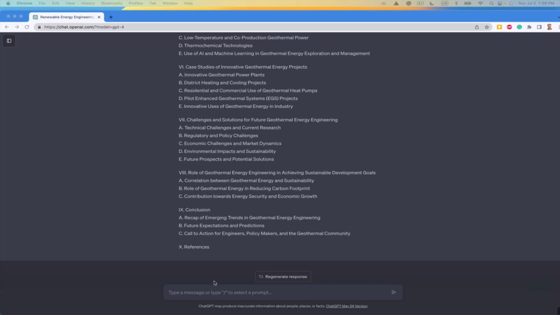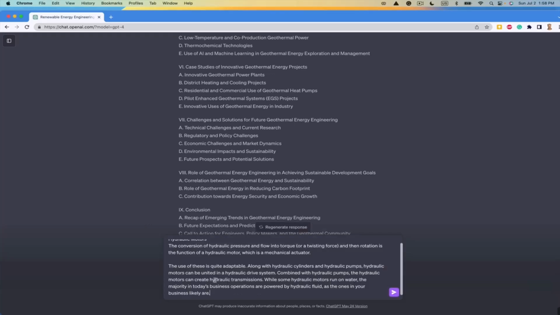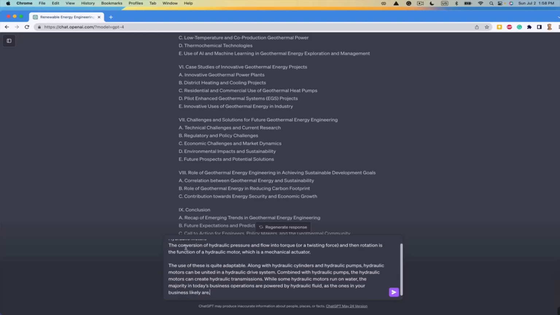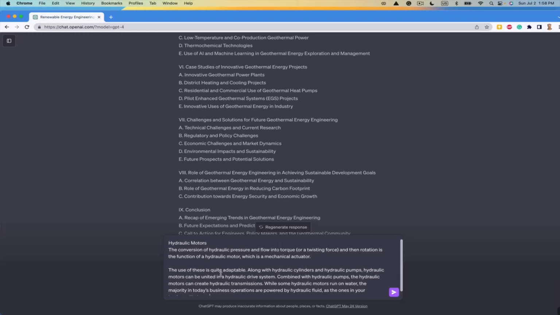So here's an article that I found on hydraulic motors. You're welcome to pause the video and just copy and paste this into your chat window if you want, or just watch me do this. Hydraulic motors. So I'm going to have it rewrite this section to be more clear.